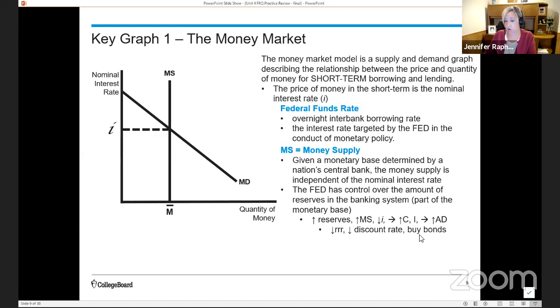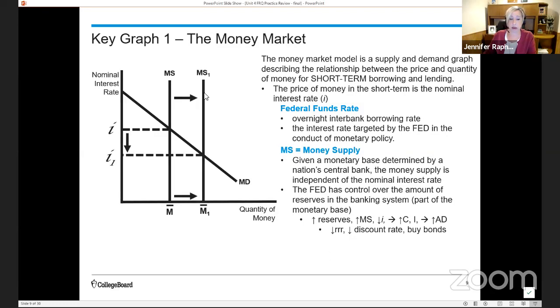So these are the three tools that you learned about that would lead to an increase in reserves. The Fed could lower the reserve requirement, it could lower the discount rate, or it could buy bonds. Open market operations is what the Fed primarily uses in order to influence the money supply.